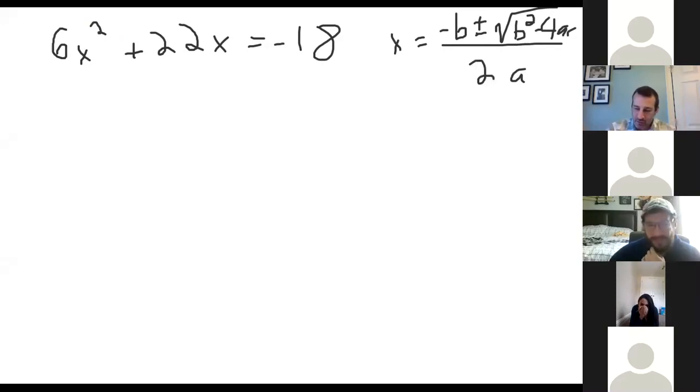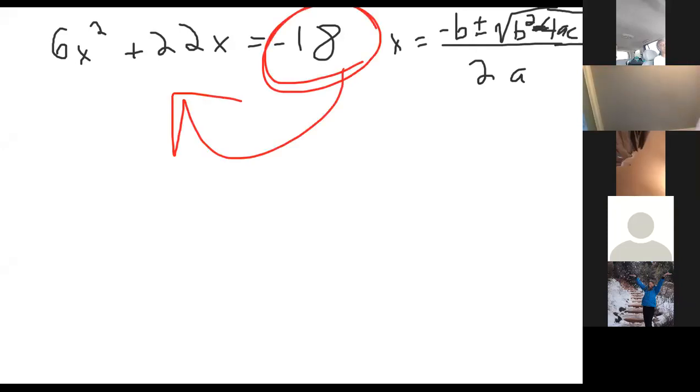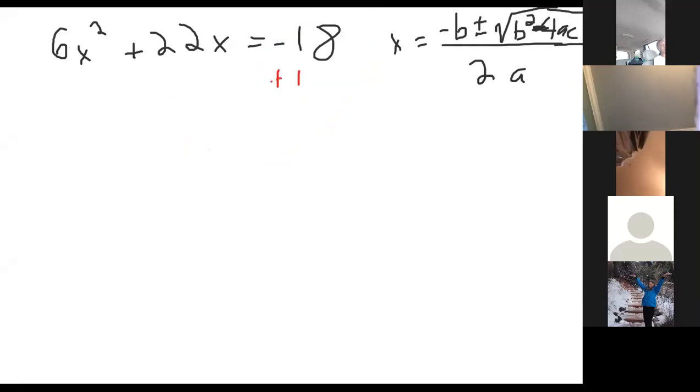All right. Hopefully you have it written down and you're not relying on trying to read that handwriting. So still the first thing we need to do is set it equal to 0. When you have a quadratic equation, you have to set it equal to 0. So we need to take this negative 18 and move it to the other side. And the way that we do that is add 18 to both sides.